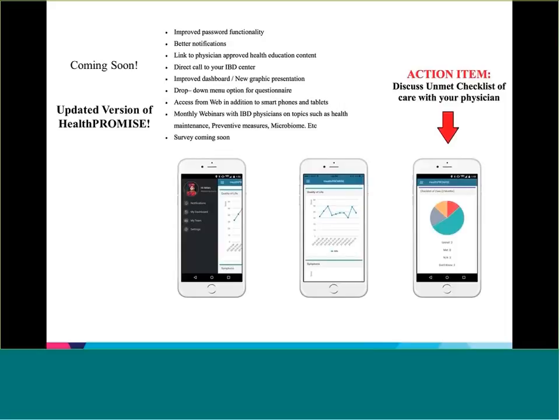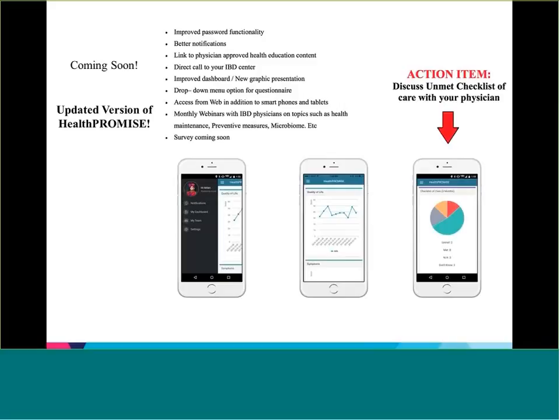Now we have an improved dashboard, and very importantly, we have the drop-down menu option. What this means is it saves us the time of dragging, which we were using in the previous app. With the new version, you can just click, drop down, and enter your symptoms to make it easier. We also have access to the web version. Outside your phone and your tablets, HealthPROMISE is going live on the web, meaning you could sit at home on your computer and log into the HealthPROMISE app directly.